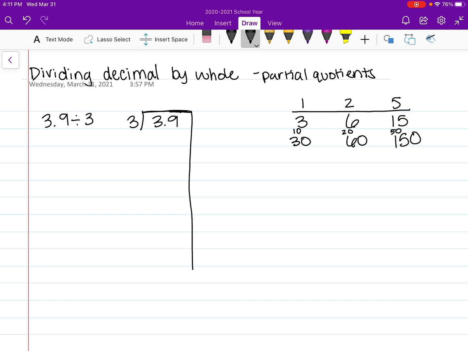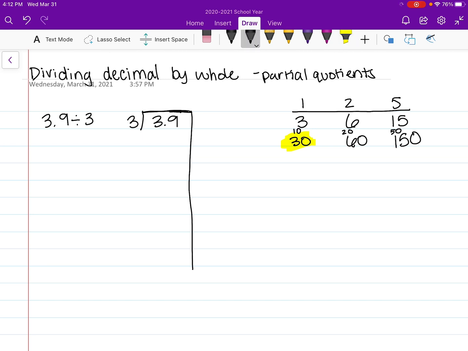So I'm going to start by looking at my dividend, which is on the inside, and I'm going to ignore the decimal for now. We will come back to it at the end. So I'm going to look at 3 9/10 like it's 39. I need to figure out how many groups of 3 I can take away from 39. So I'm going to look over at my table and try to find the biggest number that gets me close to 39 without going over.